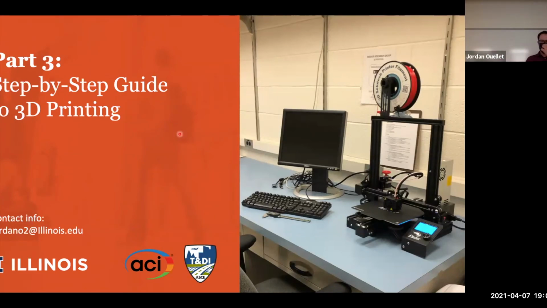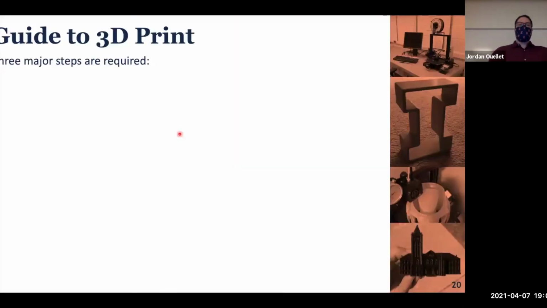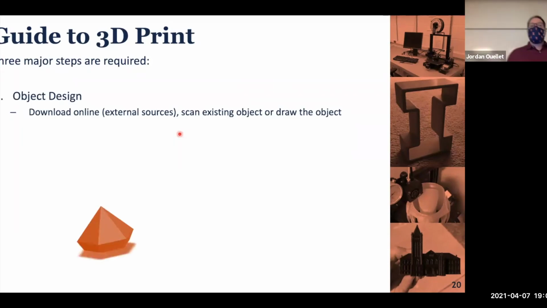No? Okay. Three major steps are required to go from an idea to an object. First one, you need to have an object design. You have to have a 3D model digitally of what you want to print. You can download that from external sources. That could be people who design it for you, or free sharing websites. You can scan it as well with 3D scanners.